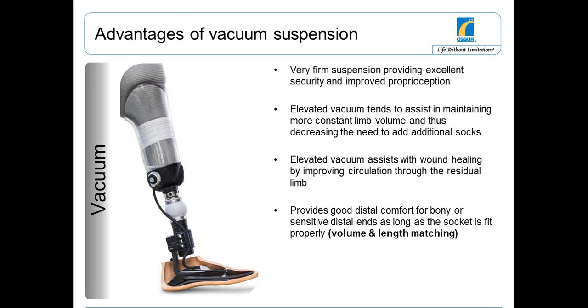It also assists for some individuals with wound healing by improving the circulation through the residual limb. You find that if the socket's been well fit with a vacuum system, a lot of scarring in particular areas or areas that have been historically chronically irritated can tend to soften up and heal quite well. We also know that these systems provide good distal comfort for bony or sensitive distal ends, again, as long as the socket is fit properly. And we'll mention as we go through this a number of points about volume and length matching. Matching volume and length are particularly critical with these systems, and we'll get into that as we move forward.